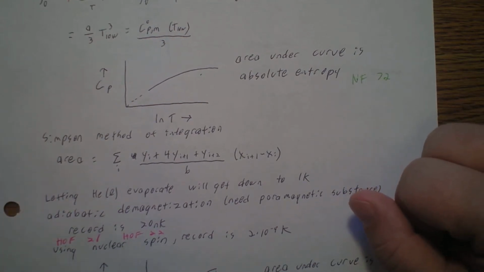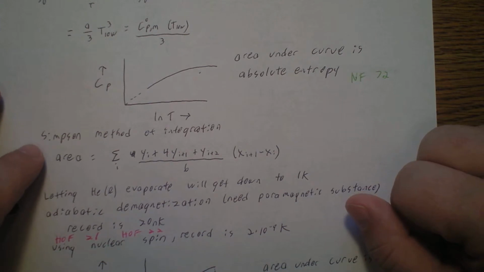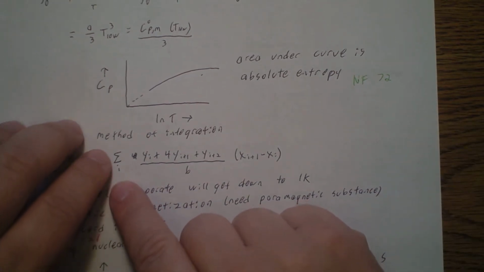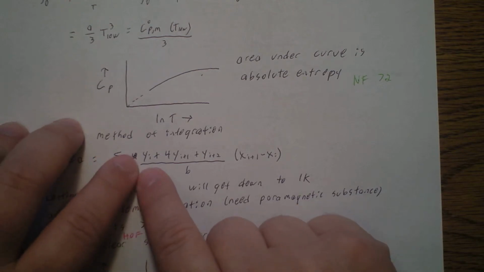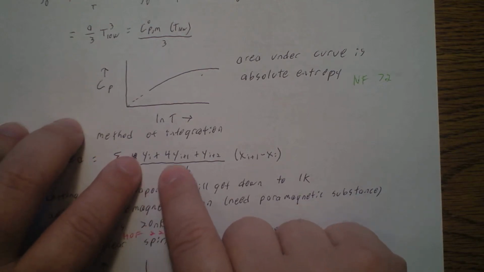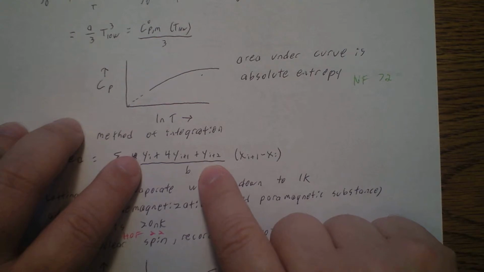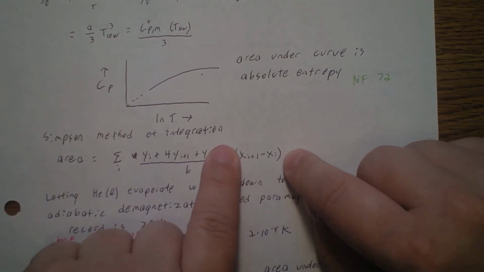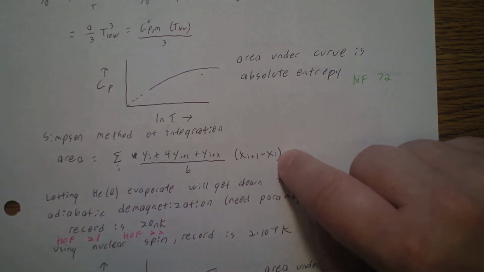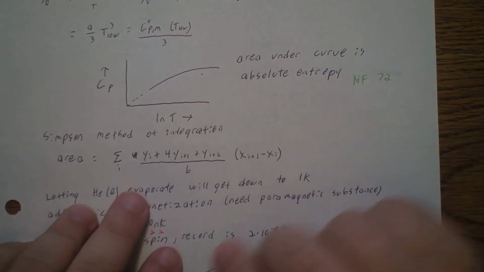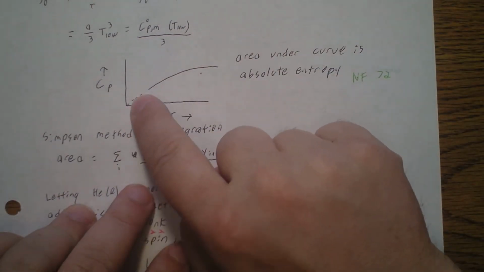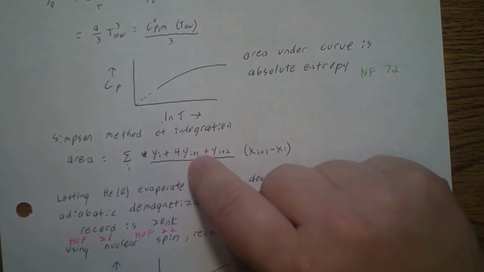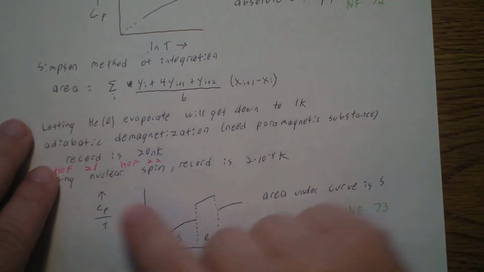From calculus, integral calculus, remember the Simpson method of integration. The area is going to be the sum over all i of (y_i + 4y_(i+1) + y_(i+2)) divided by 6 times (x_(i+1) - x_i). So if we don't actually have a function, if we have the data, we can at least do the area under the curve this way.